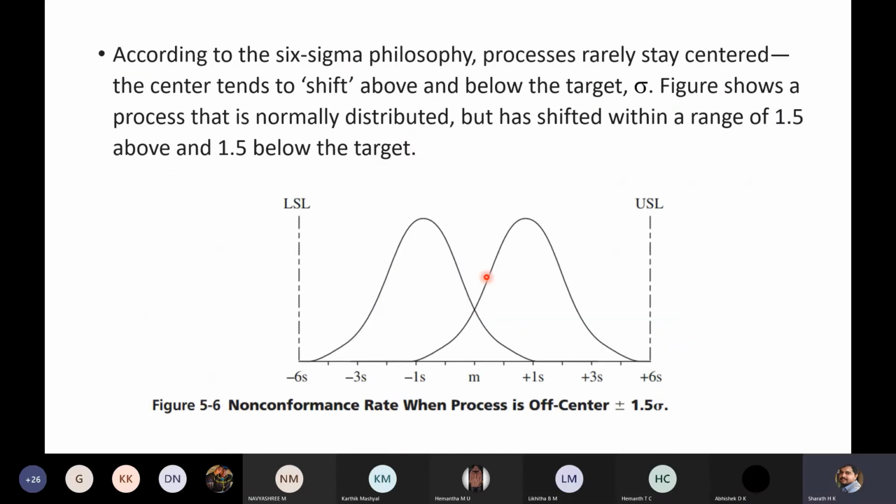Next, according to the Six Sigma philosophy, so I will wait for 1 more minute. I am doing class from home. There is disturbance, so I will continue later.